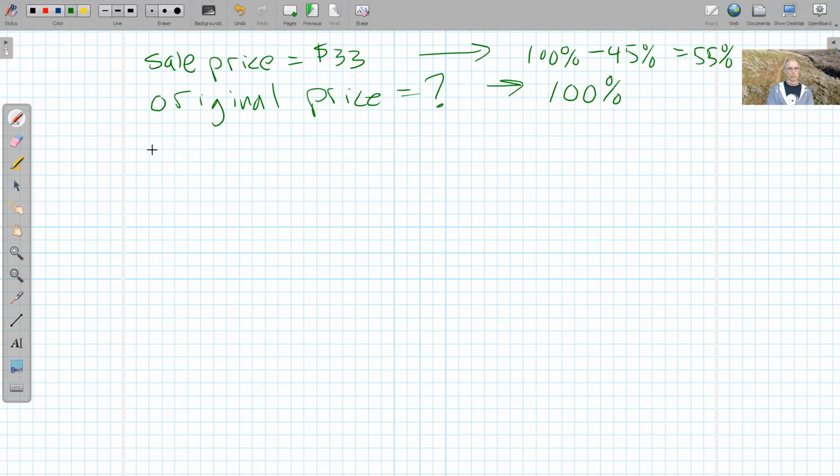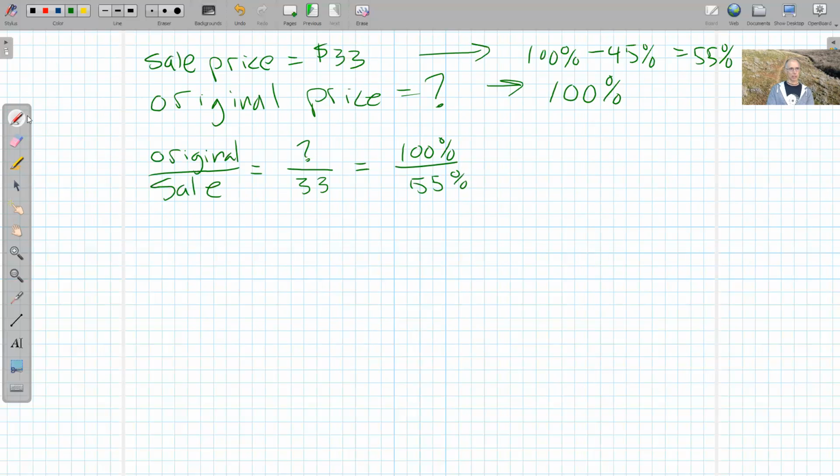So then my proportion would look like this: original over sale. You could do sale over original if you want. The reason I put original on the top is because that's the missing number, and proportions tend to be easier to solve if the missing number is in the top. So the original price is unknown. That goes with $33. The original percent is always 100%. And then the sale percent is actually 55%.